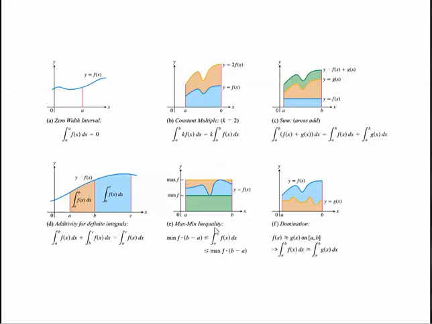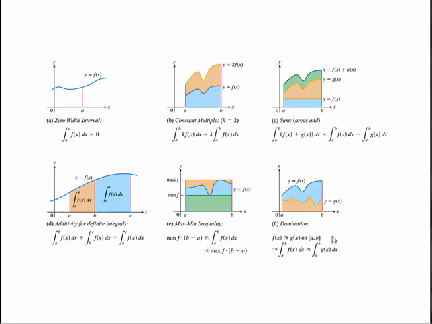My fifth property was the max-min property. Suppose this is where the maximum of my function occurs, and this is where the minimum of my function occurs. Well, clearly the area under my function y equals min of f right here is equal to the minimum of f times the width of the interval, and that's clearly less than the area under the curve y equals f of x, which is this integral. And that's clearly less than the area under this line here, which is the maximum of f times the width of our interval.